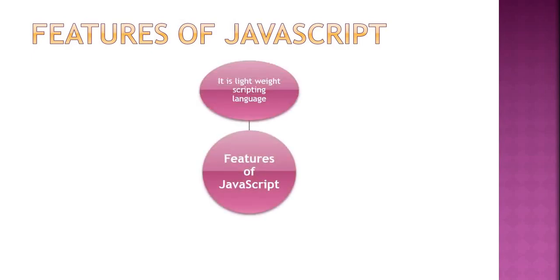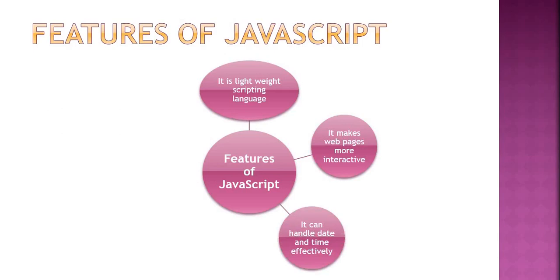The first feature is it is lightweight scripting language. This means easily you can use the code. It makes web pages more interactive. The basic requirement is that the web pages must be interactive. So that the web pages are interactive, we have to use a scripting language. It can handle date and time efficiently. JavaScript has different data types which are specially designed for date and time.